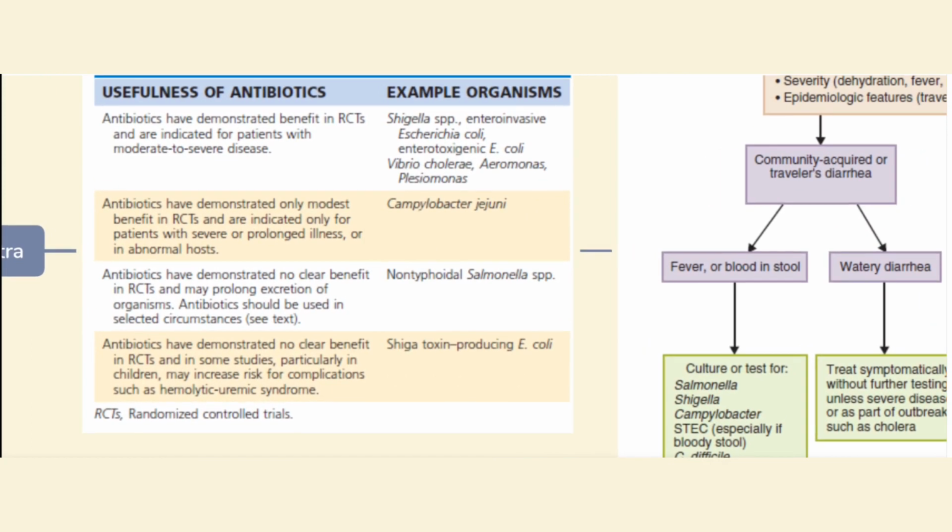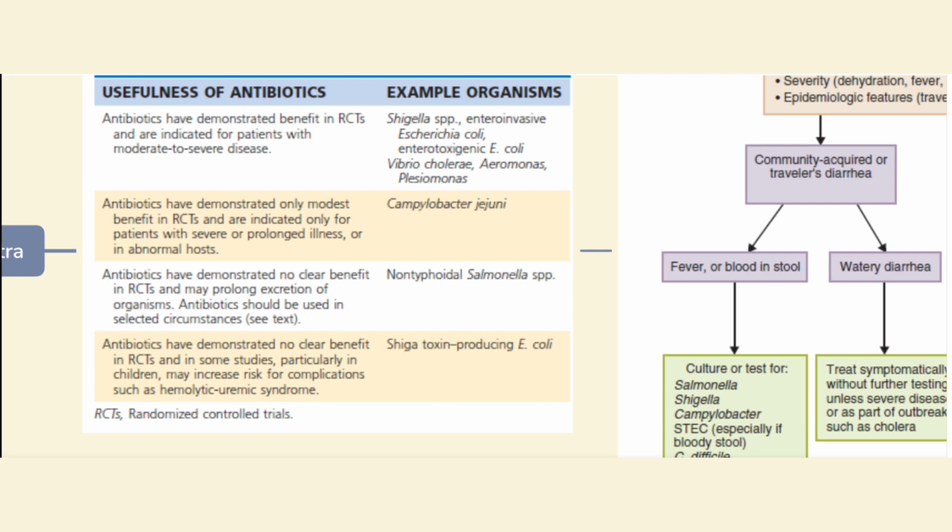We will talk about antibiotics. Here we have multiple examples and with multiple differences of usefulness. For example, antibiotics have demonstrated benefits in randomized controlled trials and are indicated for patients with moderate to severe disease. This level of usefulness is specific for Shigella, enteroinvasive E. coli, enterotoxigenic E. coli, Vibrio cholerae, and Aeromonas.